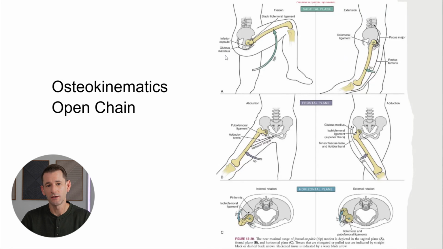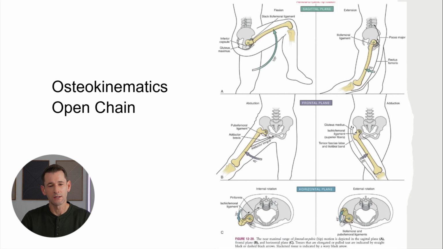Extension being a posterior movement of that femur on your pelvis. Those are both sagittal plane movements. Flexion and extension are sagittal plane movements about that medial lateral axis. Frontal plane movements, so that's frontal plane about that AP axis. If we move our femur laterally from our pelvis, that's going to be abduction. If we move our femur towards midline, that's going to be adduction.